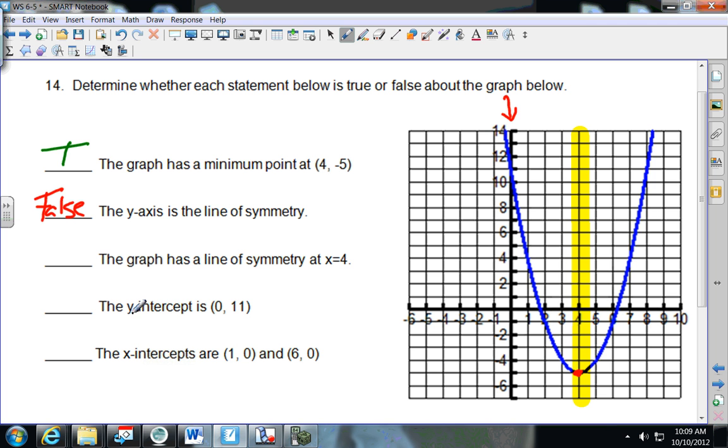It says the graph has a line of symmetry of x equals 4. X equals the x number of the vertex, which is 4. That is true. It says the y-intercept is 0, 11. Right here is 0, 11. Is that where it crosses the y-axis? Yes, it is. That is true. The next one says the x-intercepts are 1, 0. Well, here's 1, 0 and 6, 0. They are not exact. The 1, 0 for sure is not even close to the line, so this is false.